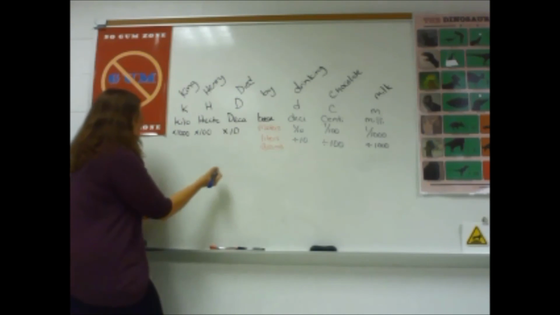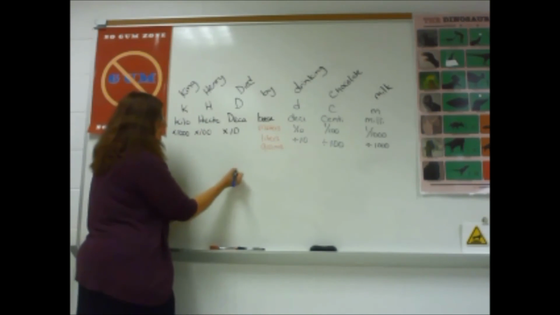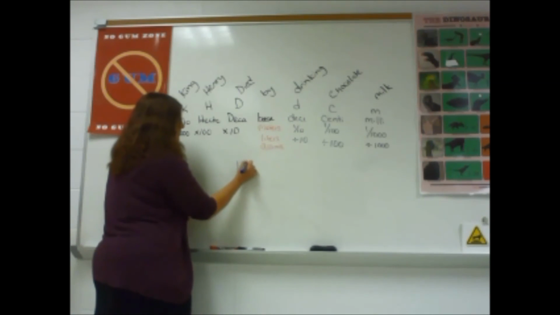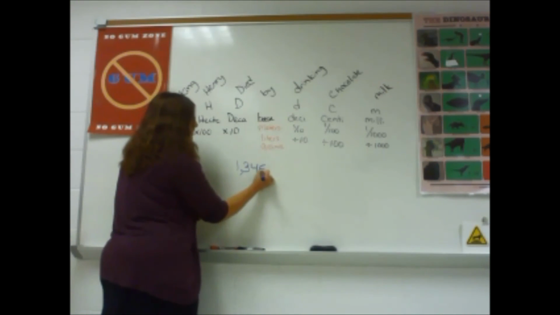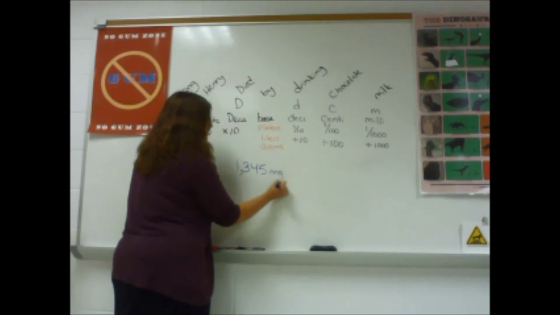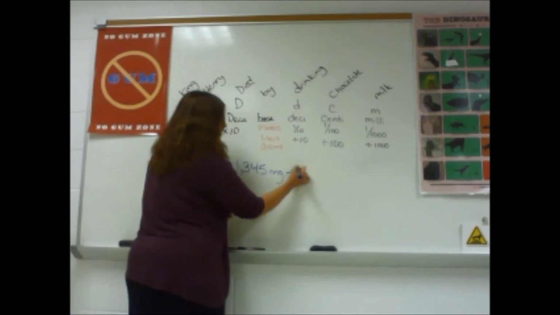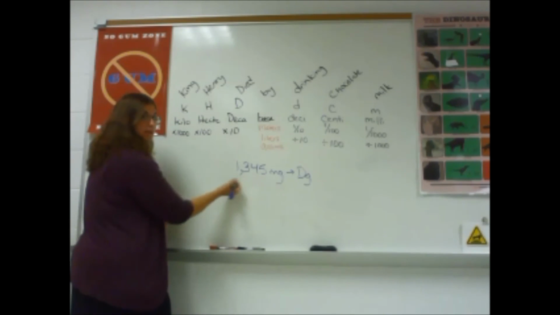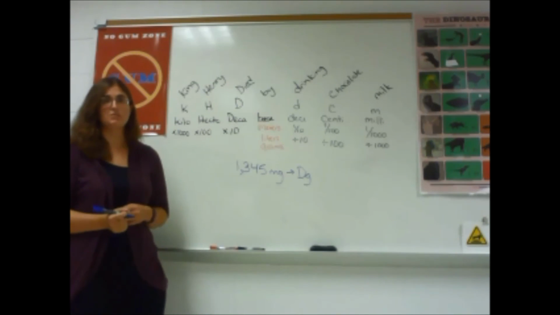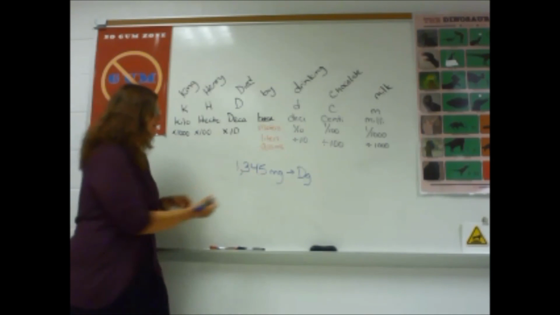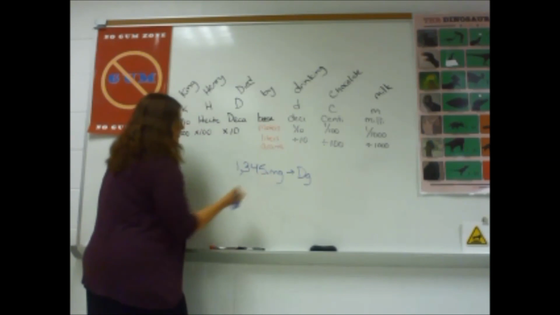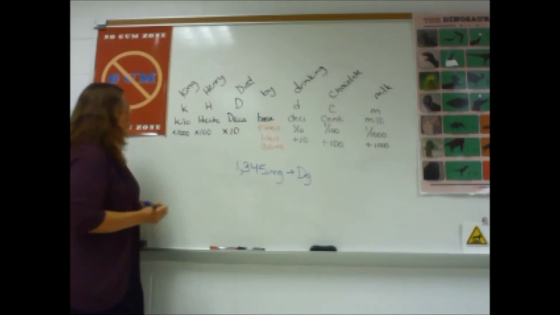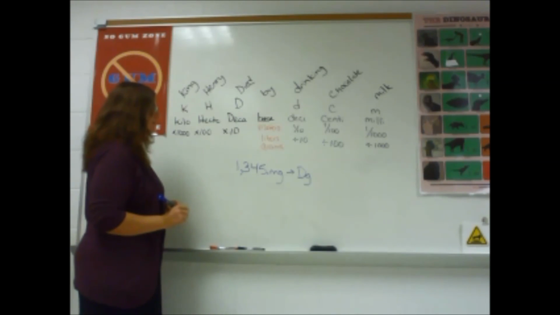We're going to do one more example together. Let's say that you have 1,345 milligrams, and we want to take that to decagrams. When you look at this, you don't necessarily see the decimal point right away. However, it's there, hanging out at the end. So bear that in mind as we start with our ladder method.